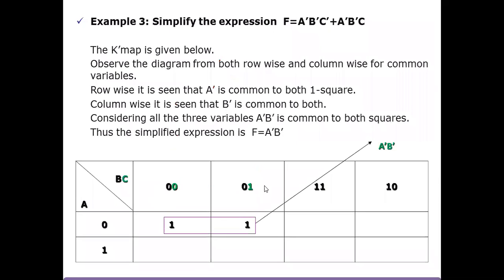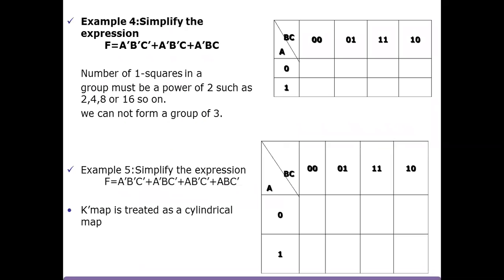So this shows you how this A dash, B dash is common to both pairs. So thus the simplified expression is A dash, B dash. So you have to simplify these expressions. So can you draw the truth table and put the corresponding values and try to do the grouping. Okay.